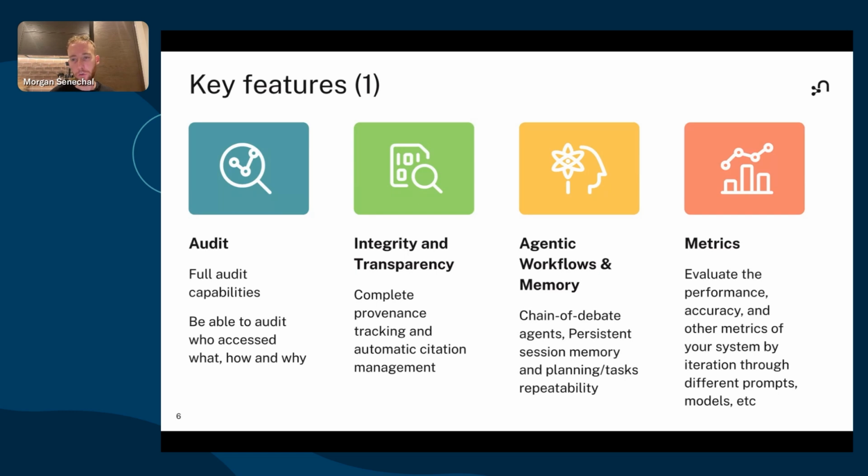So the key features that you're going to see in this framework are basically what I'd already covered, right? The audit, the transparency, the workflow and memory, and the metrics. So for the audit aspect, you're going to be able to ask who accessed what document, how, why, when. If a document is confidential, you would be able to say, okay, show me the confidential document accessed by this user, and these kind of things.